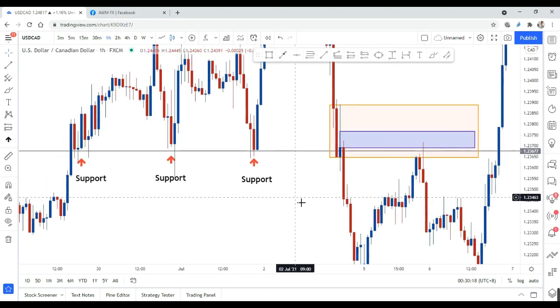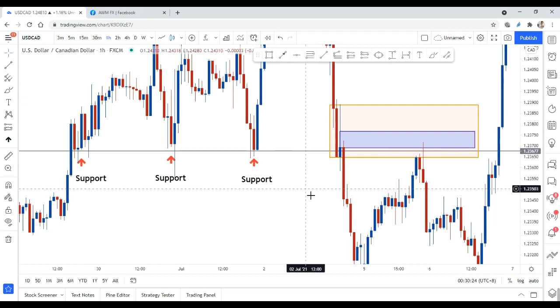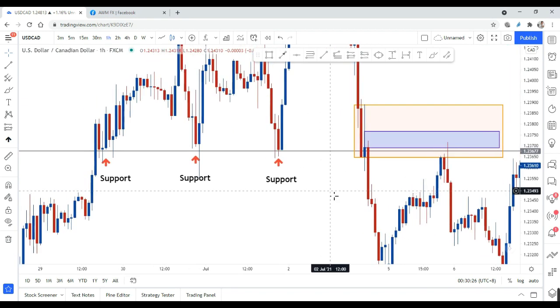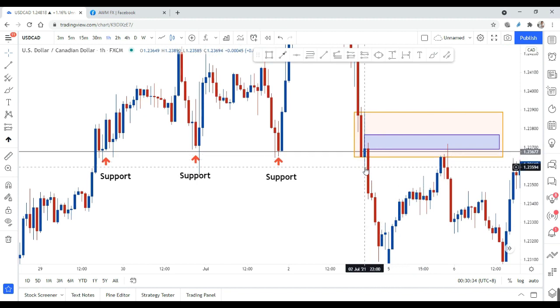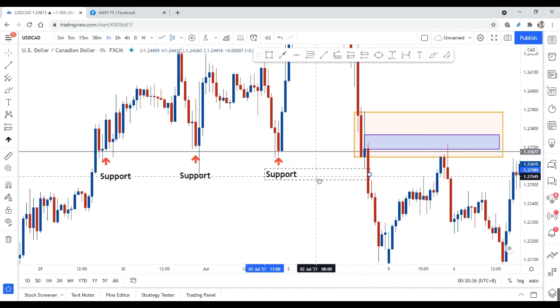First of all, I don't really trade currency pairs. I trade mainly gold because gold movement gives me more risk reward ratio, and only once in a while I'll glance through the currency pairs. So I saw this setup during the weekend.